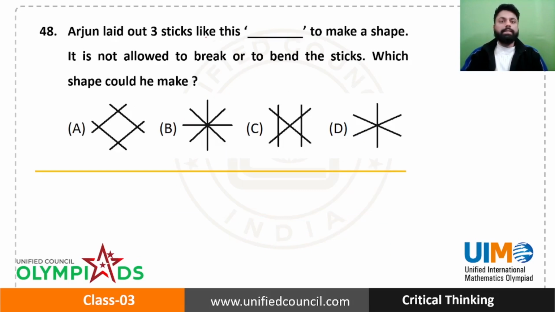Arjun laid out 3 sticks like this. To make a shape, it is not allowed to break or bend the stick. Which shape could he make? So 1, 2, 3. There are 4 sticks. 1, 2, 3, 4. 4 sticks. 1, 2, 3. There are 4 sticks, but over here 1, 2, and 3 sticks. The option is the correct answer.